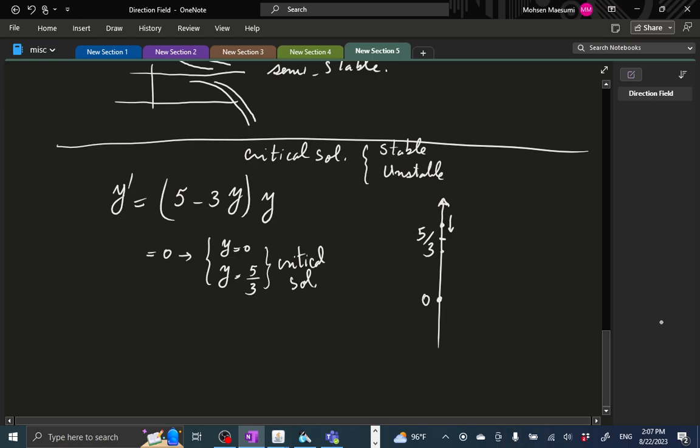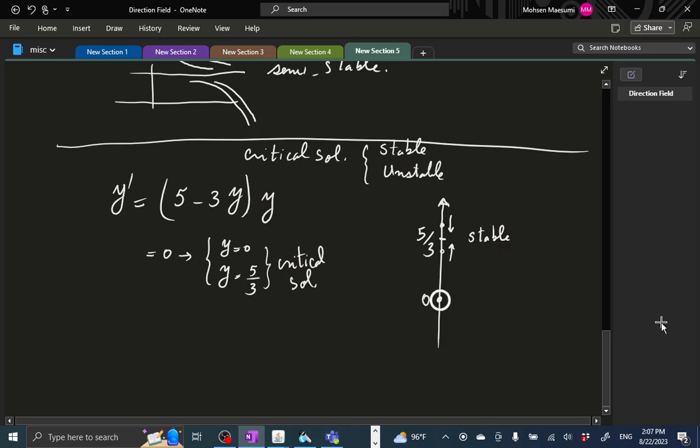If y is slightly below 5/3 and I put it here, I get something positive. So it means I am increasing. So if I go above it, I come back down. If I go below it, I go back up. So for that reason, this is going to be called stable.